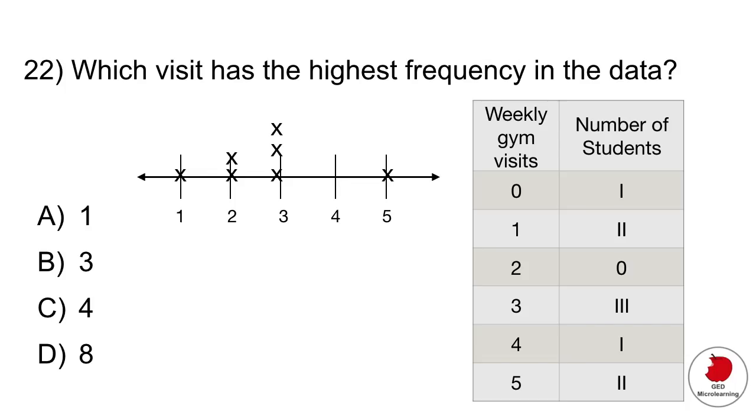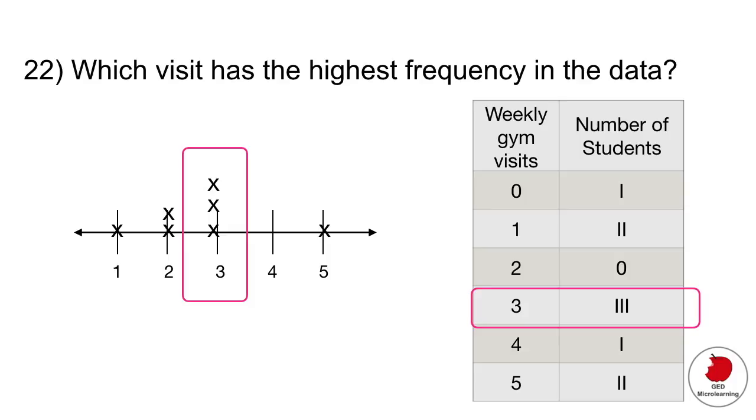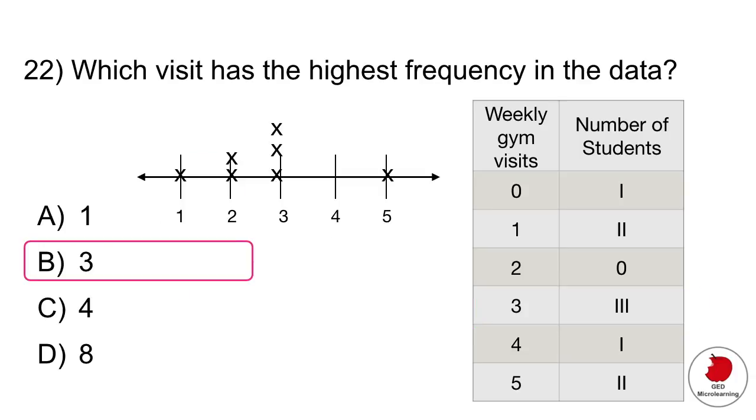All right, the next question looks at frequency tables. It asks which visit has the highest frequency in the data. They're giving you a number line with some plots, and they're also giving you a table. This is pretty straightforward. If you look at the table, the number of students that had the most weekly visits is 3. And if you look at the number line, 3 is also the one with the highest frequency in the data, which is option B.